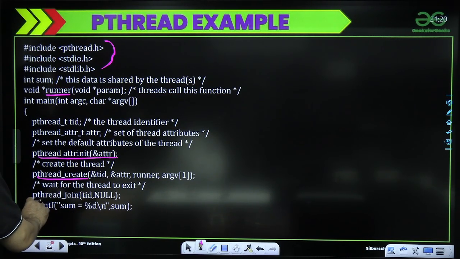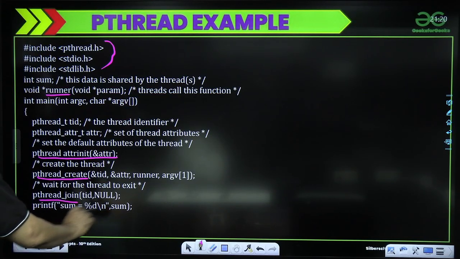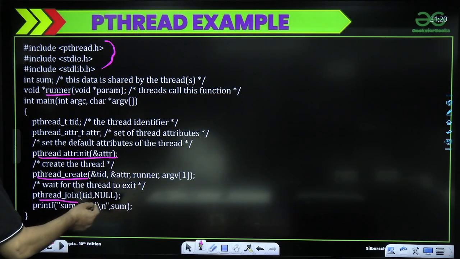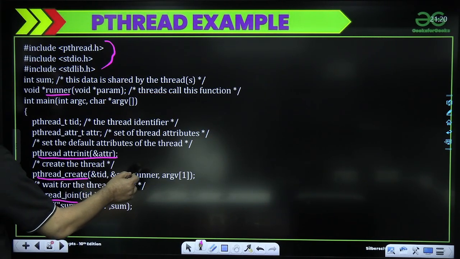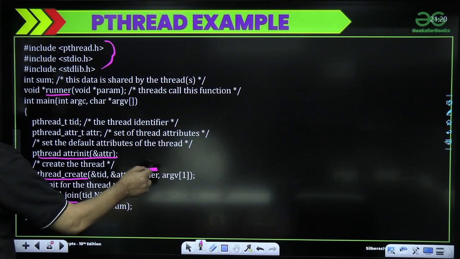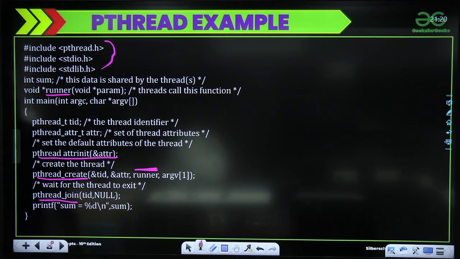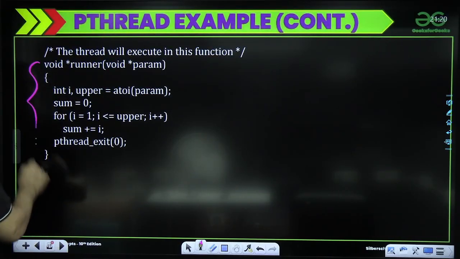Thread pthread join is another call, and then finally we are demonstrating the sum. So what is it doing? This is a thread ID, thread attribute, and this is a function which is being called by the thread, which will be activated as soon as the thread is created. So what is the thread making the computation? Here is the runner function which is doing.